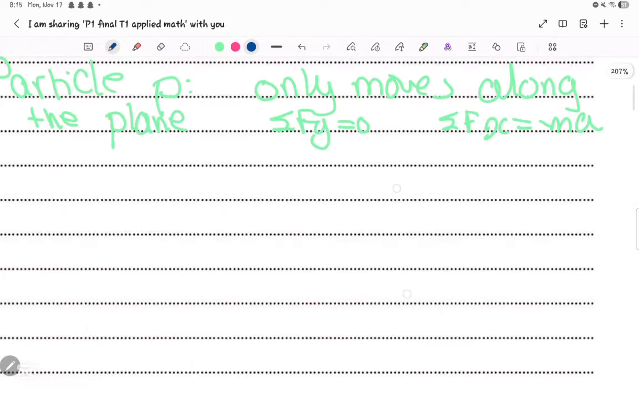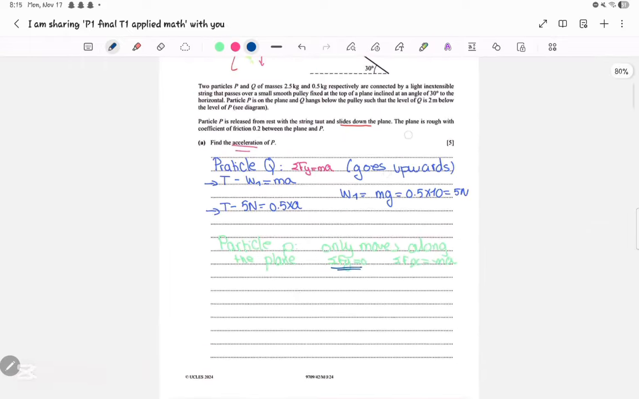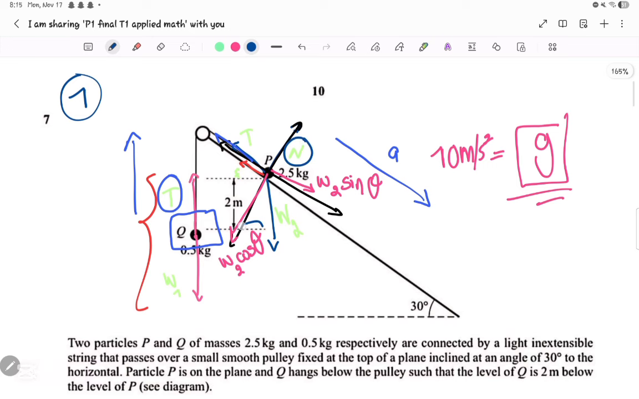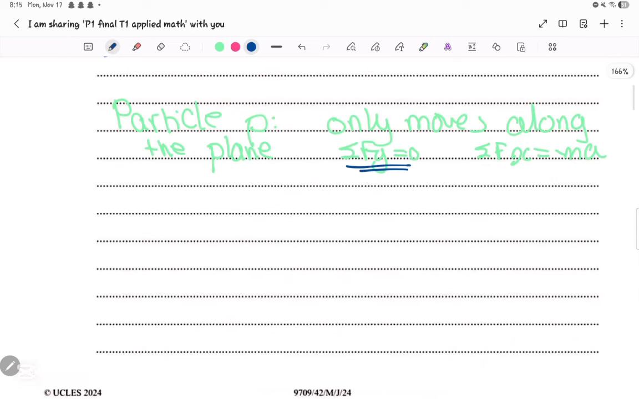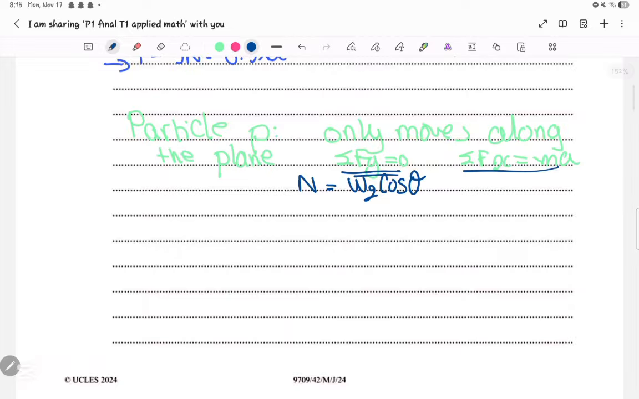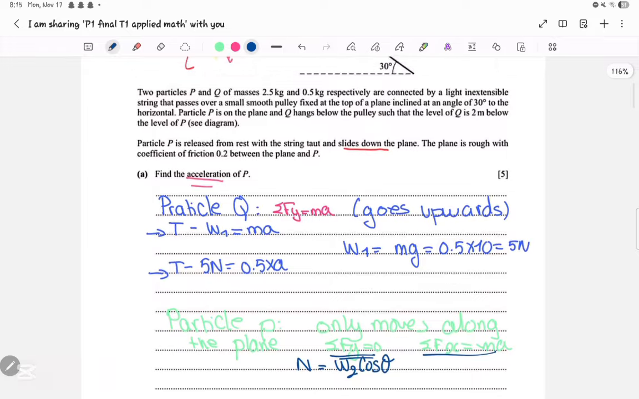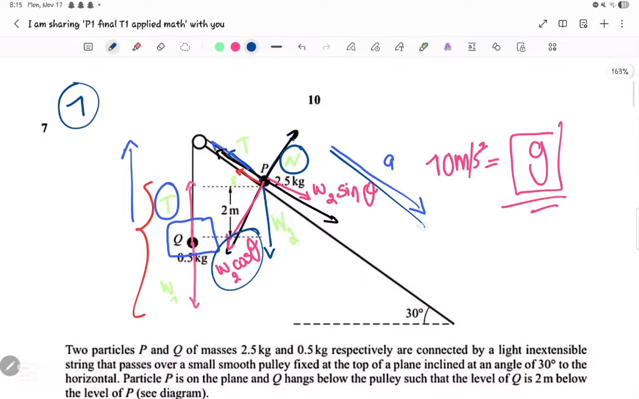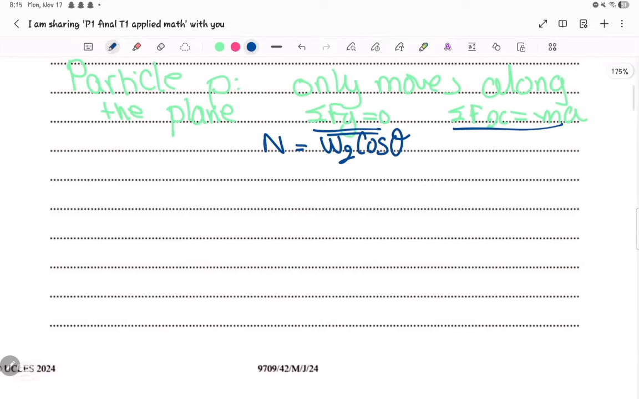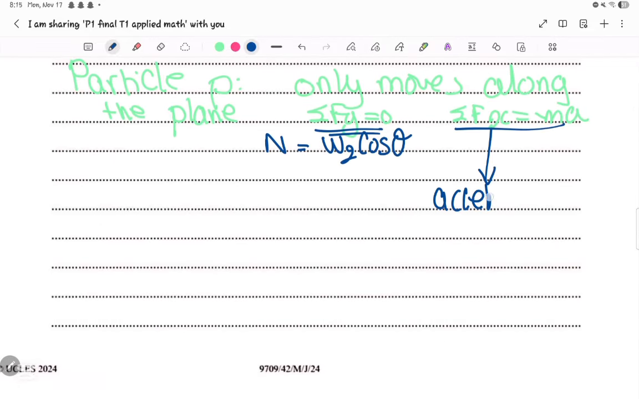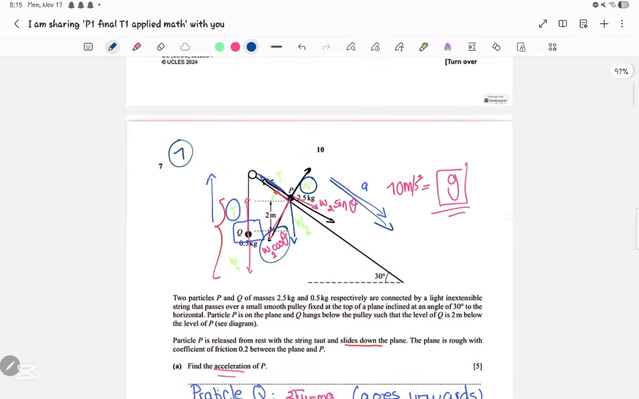Now this is very important. Sigma Fy is equal to 0. What does this mean for me? This means that my normal is equal to W2 cosine theta. Now, what does it mean sigma Fx is equal to ma? I will look up and see how it is accelerating. It's accelerating downwards, right? So here I will say it accelerates downwards.